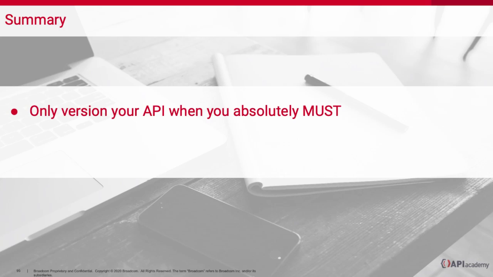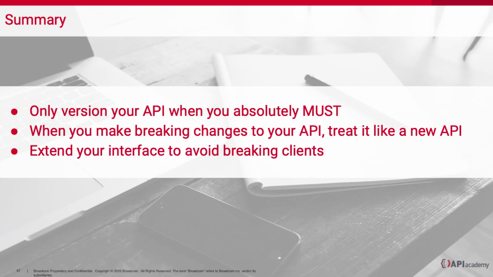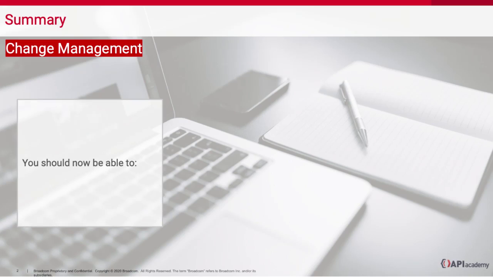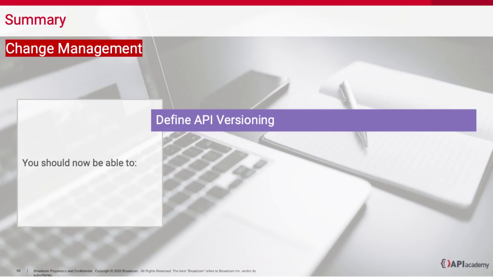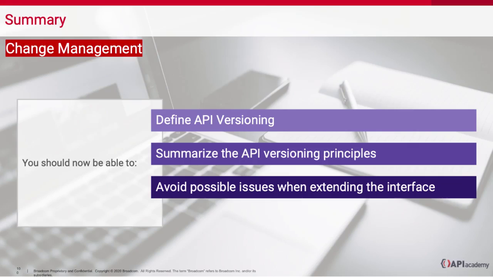To sum up, only version your API when you absolutely must. When you make breaking changes to your API, treat it like a new API. And extend your interface to avoid breaking clients. You've reached the end of the video API Change Management. You should now be able to define API versioning, summarize the API versioning principles, and avoid possible issues when extending the interface.